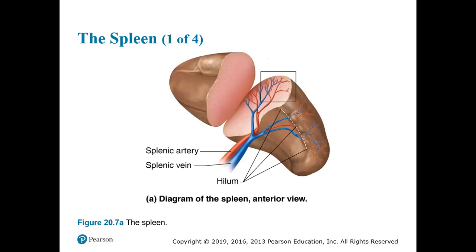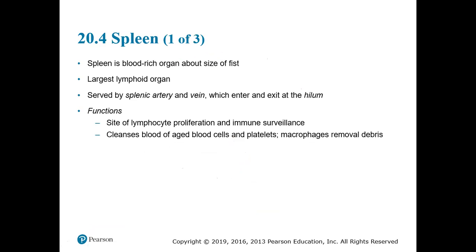So we have the splenic arteries in red, the splenic veins in blue, and the hilum. Now, if we take a look at the vascular structure of the spleen, we're going to see that it's going to hold quite a bit of blood there. So it is the largest of the lymphoid organs and very rich in blood, because we have these arteries, right?